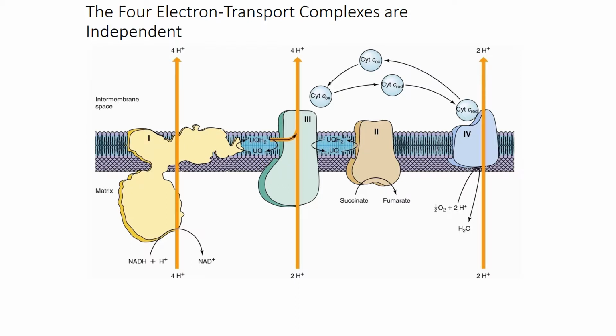The electron transport chain and ATP synthesis cannot occur without the other. These are coupled processes. There are no regulators of the electron transport chain other than the lack of oxygen.